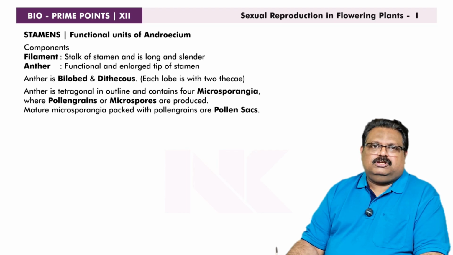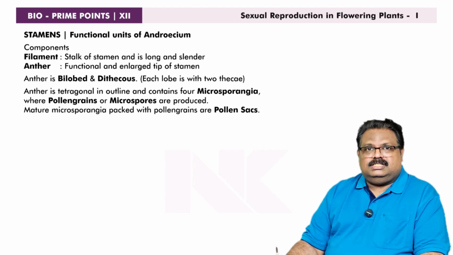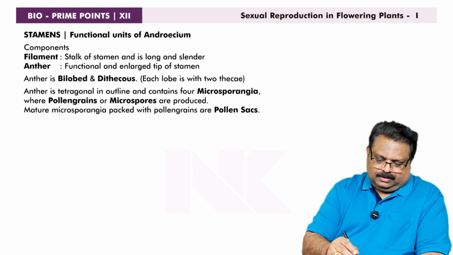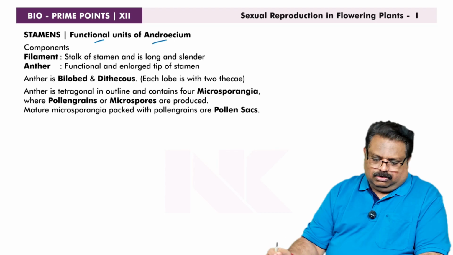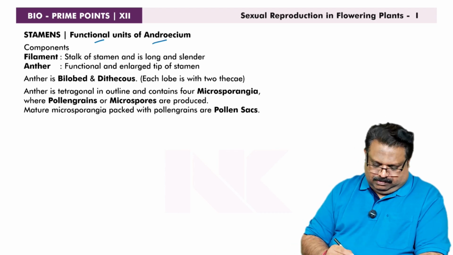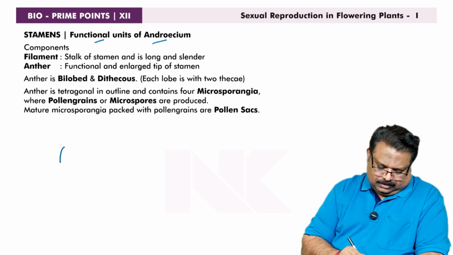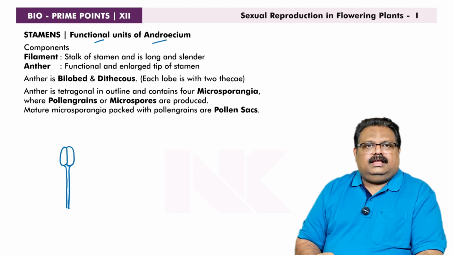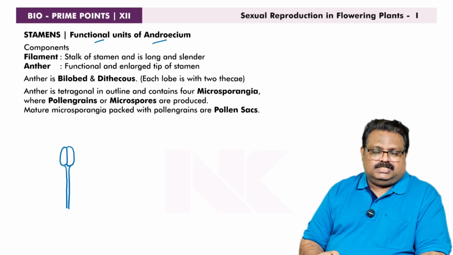The first prime point is stamens. Stamens are the functional units of androecium. The functional units of androecium are called stamens. We can draw the structure of the stamen. This is the diagrammatic representation of a stamen.